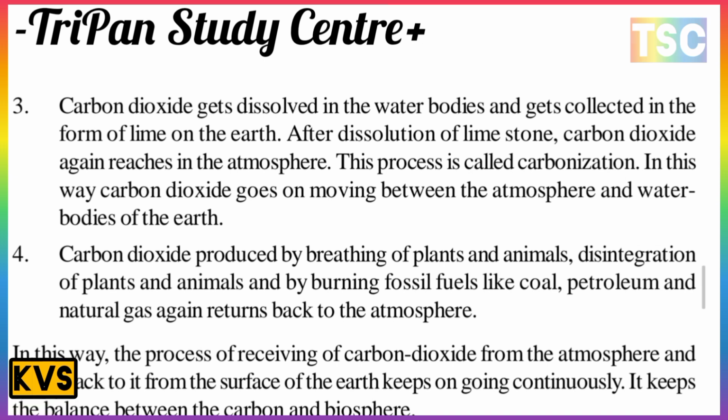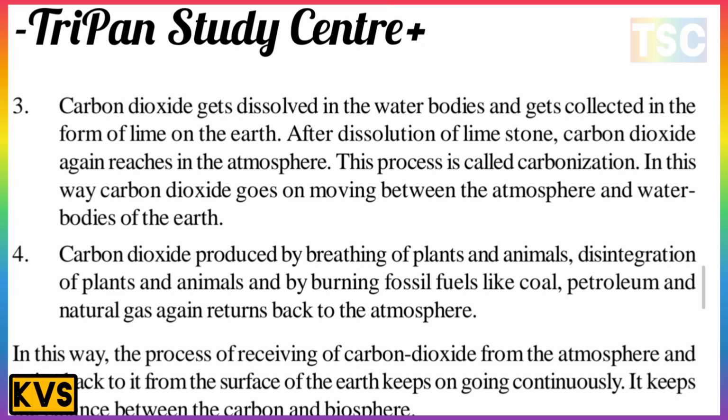Carbon dioxide gets dissolved in water bodies and gets collected in the form of limestone on earth. After the dissolution of limestone, carbon dioxide again reaches the atmosphere. This process is called carbonation. Carbonation is the way carbon dioxide keeps moving between the atmosphere and the water bodies of earth.